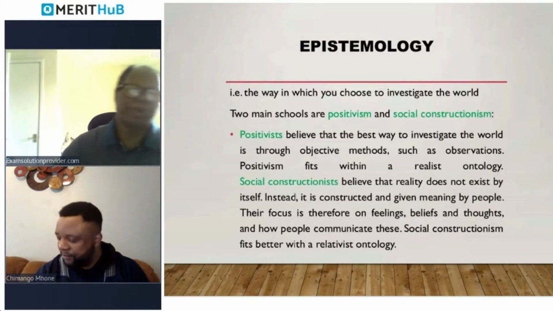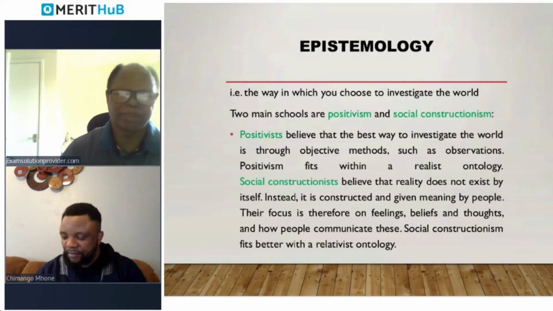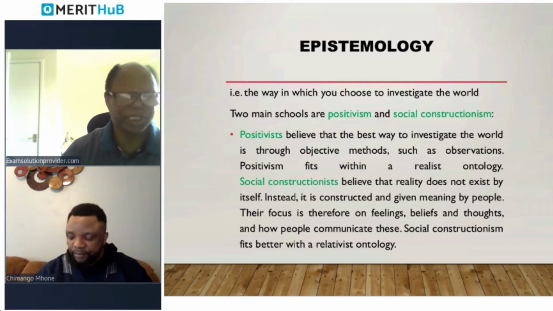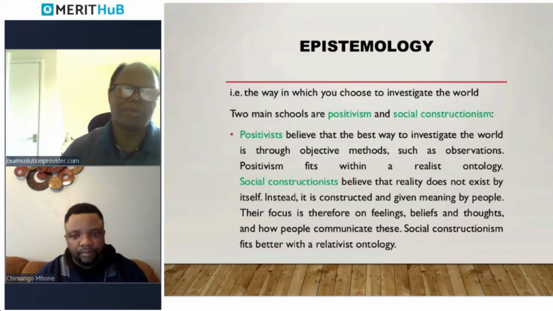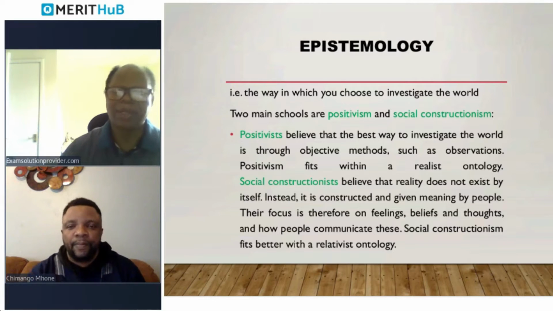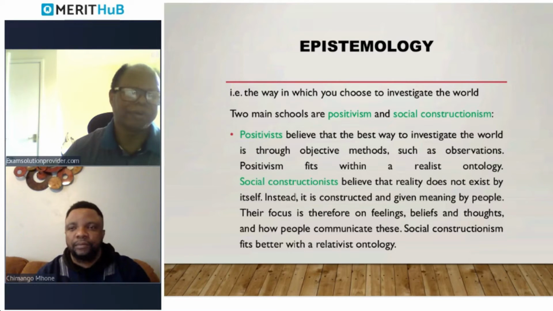Epistemology is the way in which you choose to investigate the world. There are too many schools, such as positivism and social constructionism, and these are the common things that students tend to write a lot. When you tell them, tell us the theory underpinning your research, they will be writing about positivism and social constructionism. Now, positivists believe that the best way to investigate the world is through objective methods, such as observations. Positivism fits with a realist ontology, while social constructionists believe that reality does not exist by itself. Instead, it is constructed and given a meaning by people.